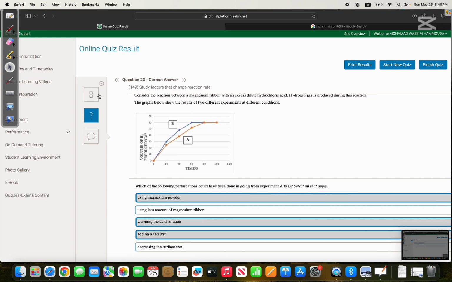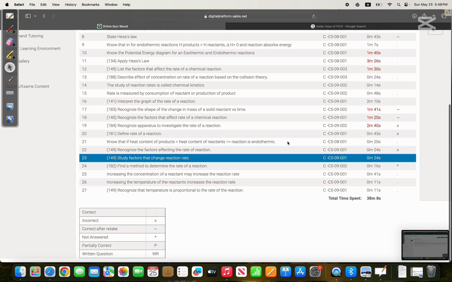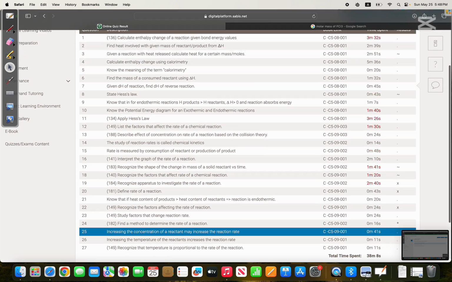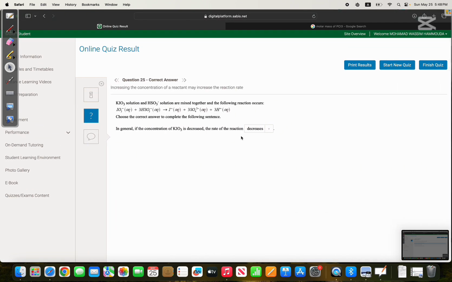Number 24. Number 25. In general, if the concentration of KIO3 is decreased, the rate of the reaction will decrease. Looks like, oh wait, sorry. In the question they said KIO3 solution and HSO3 minus solution are mixed together. That means KIO3 is a reactant. So if the concentration of the reactant decreases, the rate of the reaction will decrease.